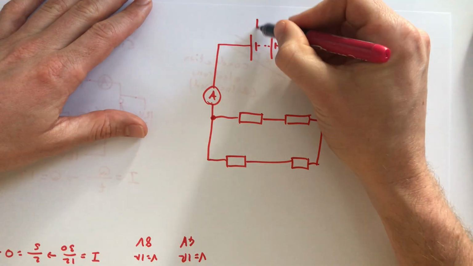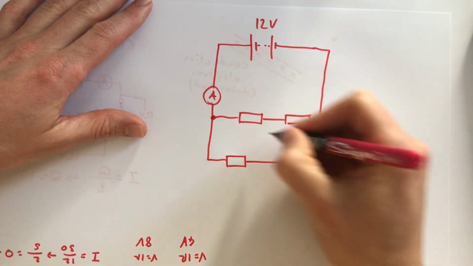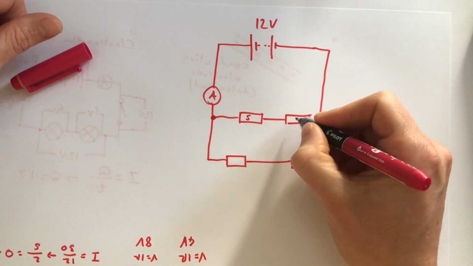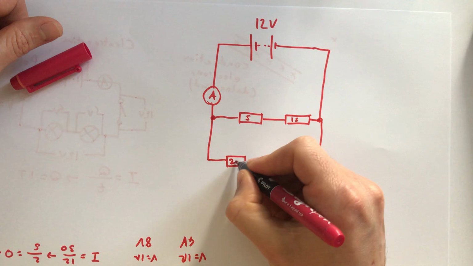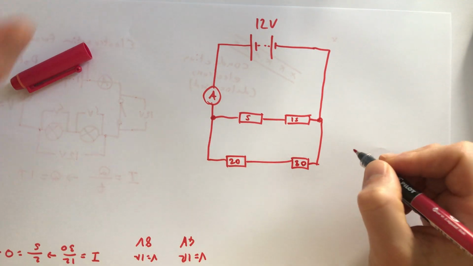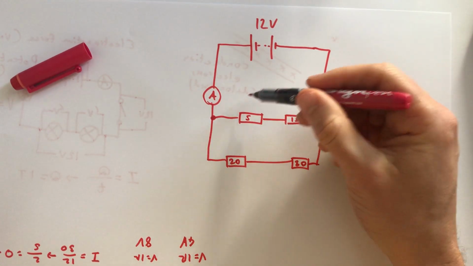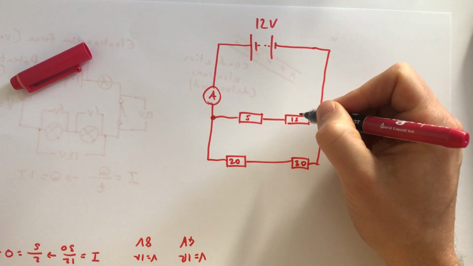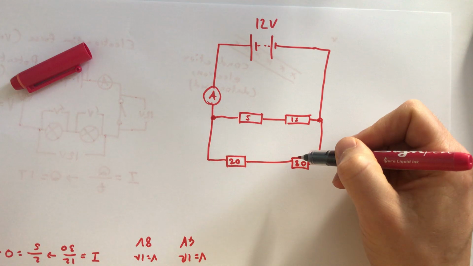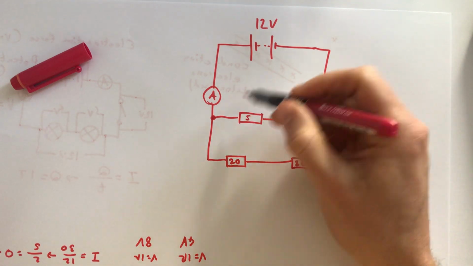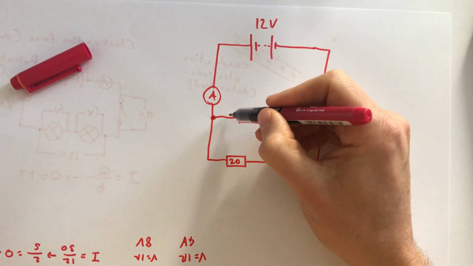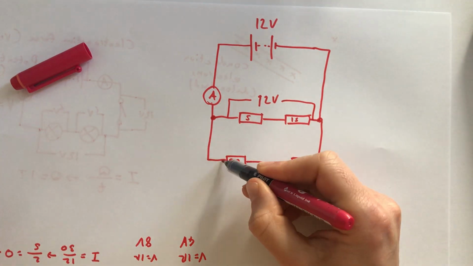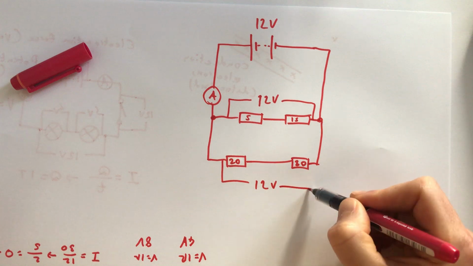Okay, so again, we've got 12 volts up here. Let's give this a resistance of, I don't know, 5. And we'll call this 15. We'll call this 20. And we'll call this 30. So what we can say, of course, is that this is a parallel circuit. So we've connected the second branch. And each branch should have the same voltage across it. So this should be 12 volts. And this also 12 volts.